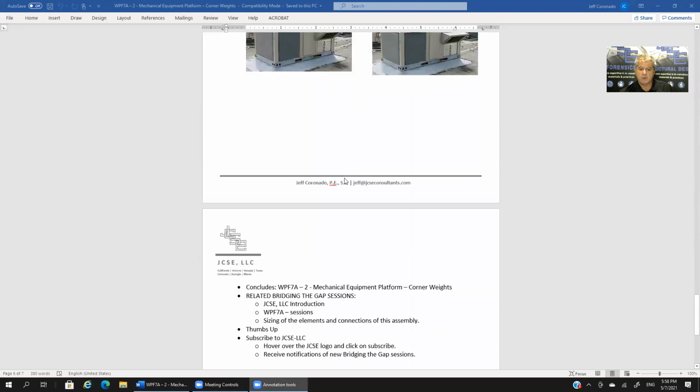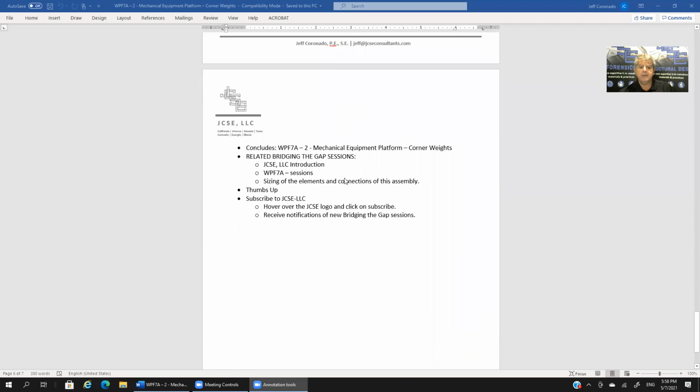Okay, so let's clear the screen there. Let's see if we can move on to our next screen. And actually that concludes this session of Bridging the Gap. Take a look on our channel for other WPF7A sessions that will deal with other aspects of the mechanical equipment platform, everything from sizing elements and connections to the actual assembly itself. But this is the session regarding corner weights.